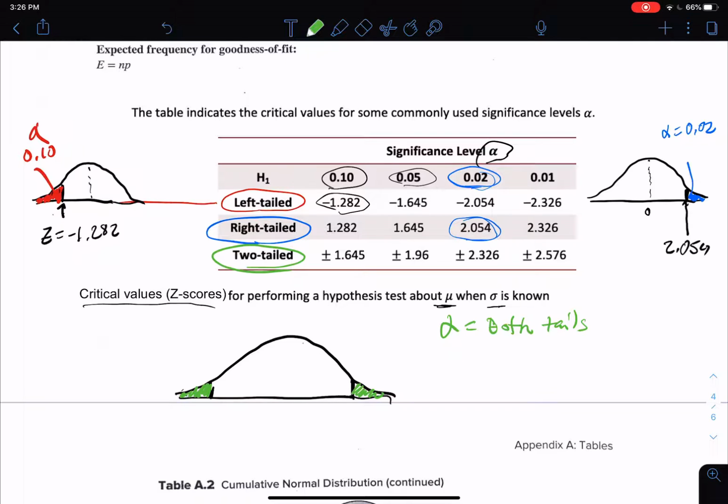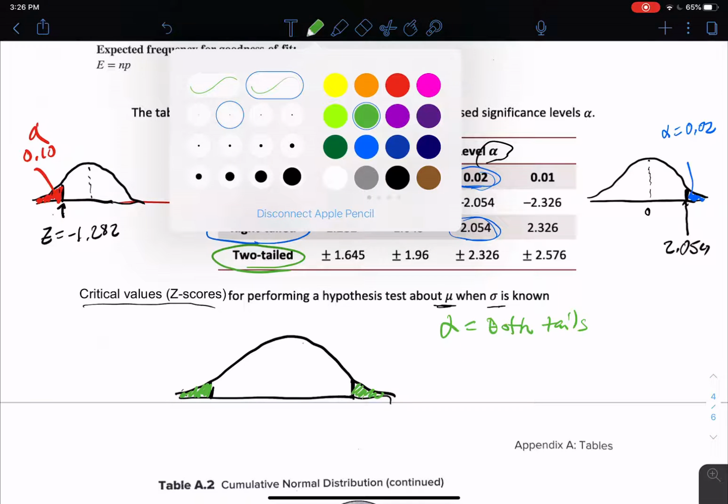It doesn't really show up on this table as much, but if you're actually going to look this up on a z-table or actually using a calculator to find these critical values, for two tails you'd have to actually take the alpha and divide it in half and split them between the two tails. Okay, so anyhow, that's the difference with two tails.